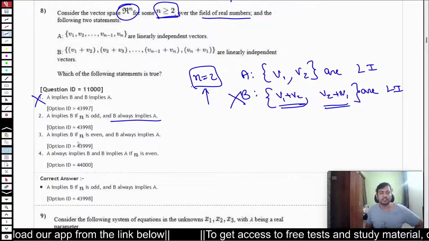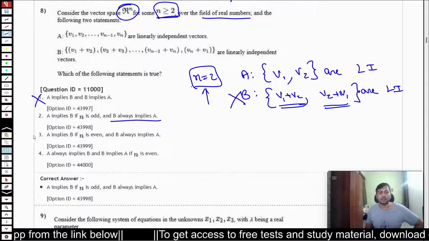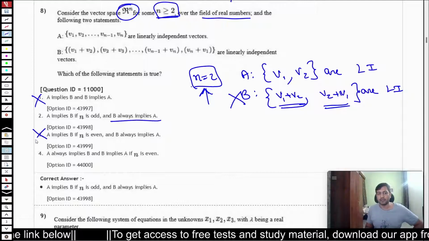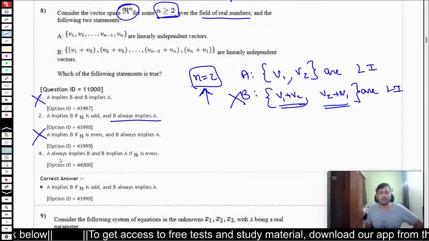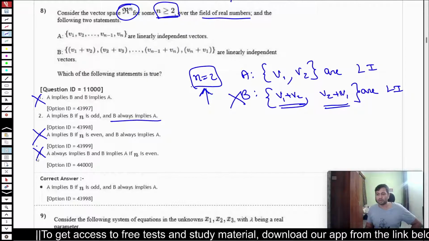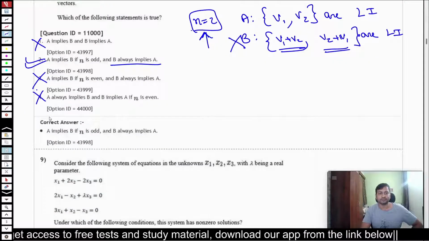Now, A implies B if n is even and B always implies A. So n being even, meaning in the case of n equals 2, we checked that A does not imply B. So this is false. A always implies B, again false. So options 1, 3 and 4 we have rejected. So the only correct option which remains is option number 2. Okay.